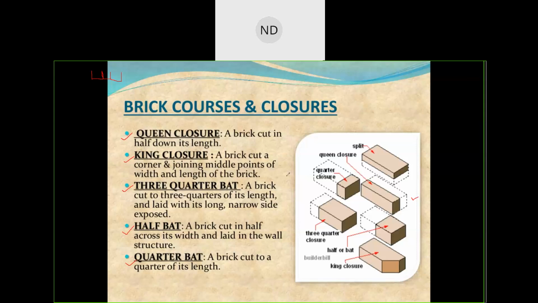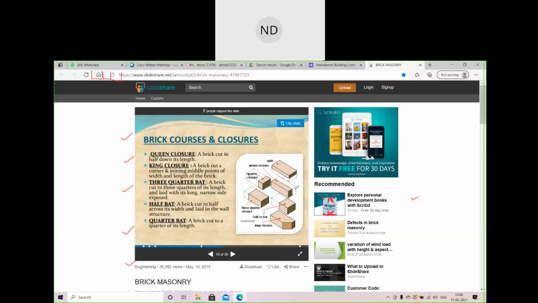Okay, then another one is your king closure. Now what is a king closure? A brick which is cut at a corner, joining the middle points of the width and length of the brick. So king closure is which one? This is your king closure here. Okay, I think in the next class we'll start with this.